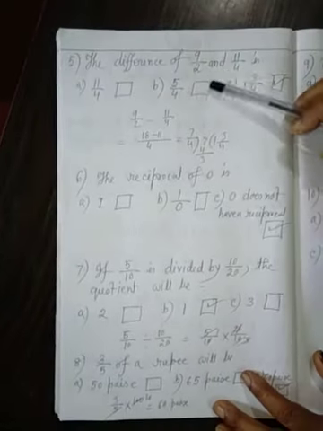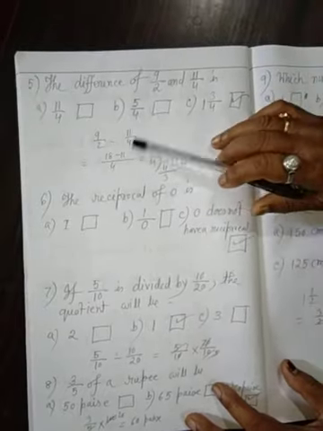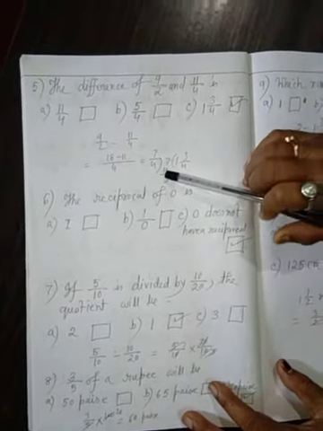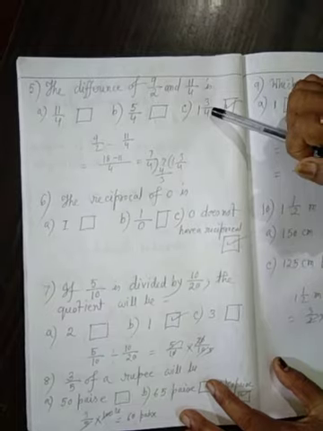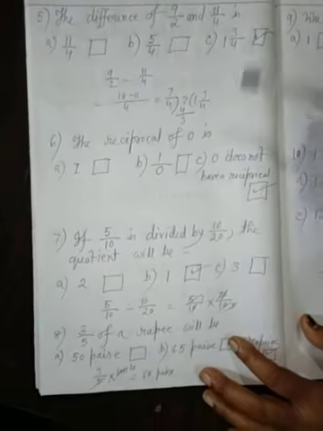5. The difference of 9 by 2 minus 11 by 4 is 9 by 2 minus 11 by 4, that is 7 by 4, 1 3 by 4. 1 3 by 4 is the answer. Options: 11 by 4, 5 by 4, 1 3 by 4.